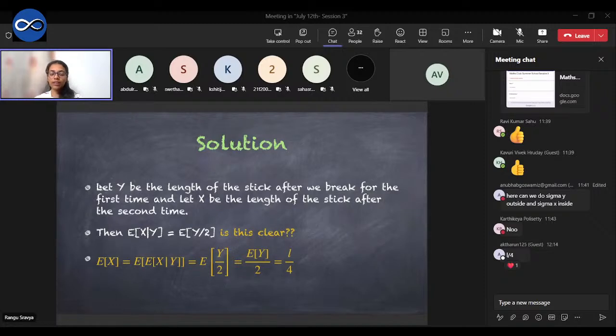Now E of x given y is nothing but the expected value of the length of the stick after breaking for the second time, given that after breaking for the first time the length is y. Given it is y, then after breaking once more, the expected value will be the average value, which is y by 2. So this is nothing but E of y by 2. Now E of y is the expected value of the length after breaking for the first time. Given the length is L, after breaking once, the expected length will be L by 2. So L by 2 by 2, which is L by 4. So that is how we get L by 4. Is it clear?